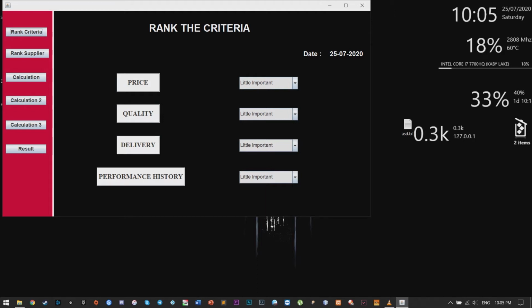Okay, first thing first is to rank the criteria. Here we can rank the criteria, which are price, quality, delivery, and performance history, according to which we desire. There are 5 levels listed, from little important to absolutely important. So in this case, I will be ranking the criteria according to the average contractor's choice.